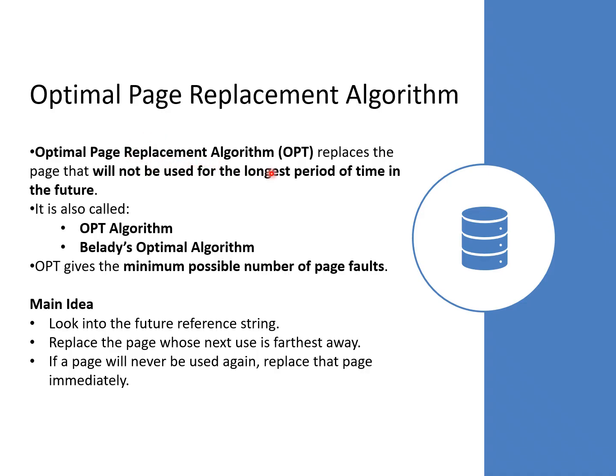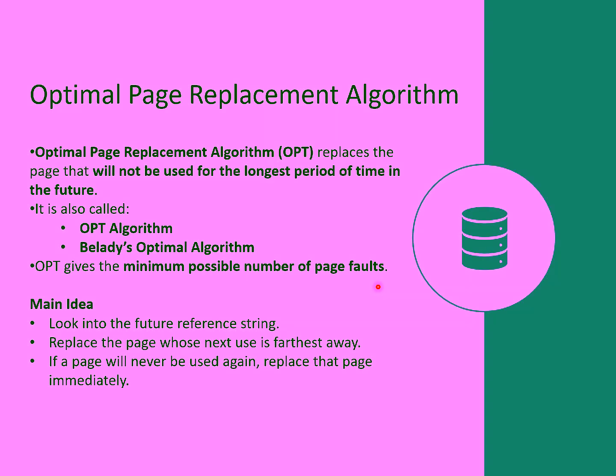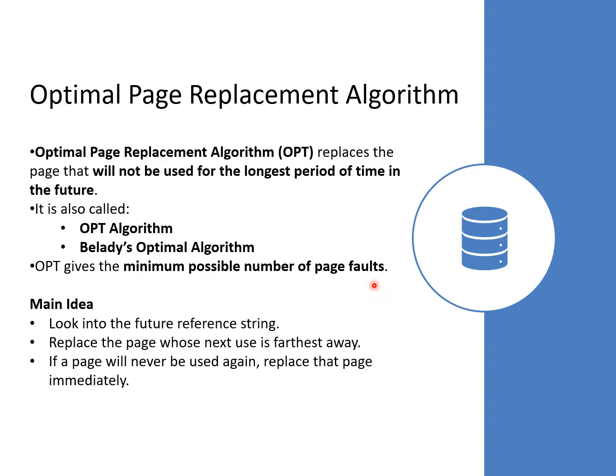The optimal page replacement algorithm replaces the page that will not be used for the longest period of time in the future. This algorithm is also called the OPT algorithm, or Belady's optimal algorithm. Optimal page replacement gives the minimum possible number of page faults when compared to the other page replacement algorithms, that is FIFO, LRU, MRU.